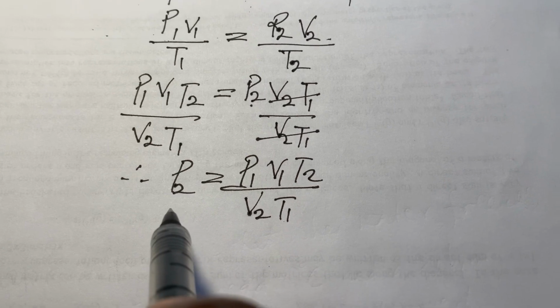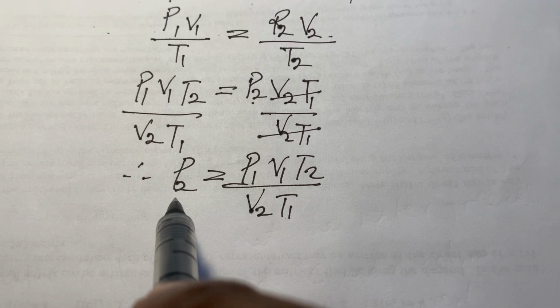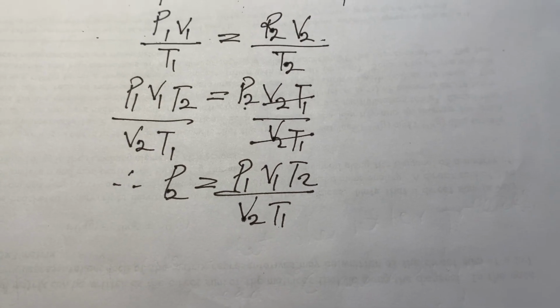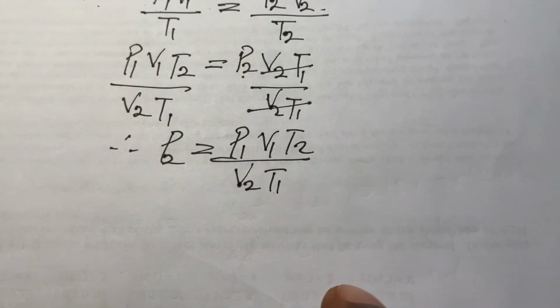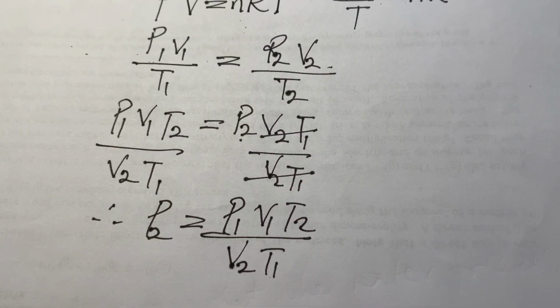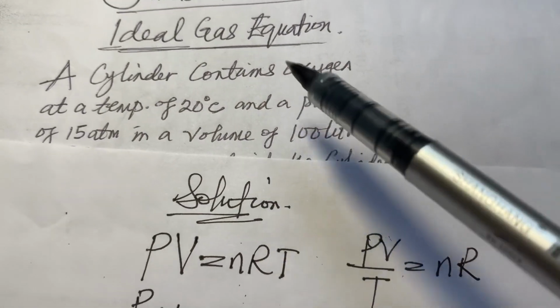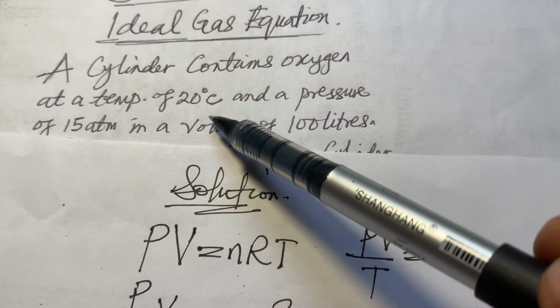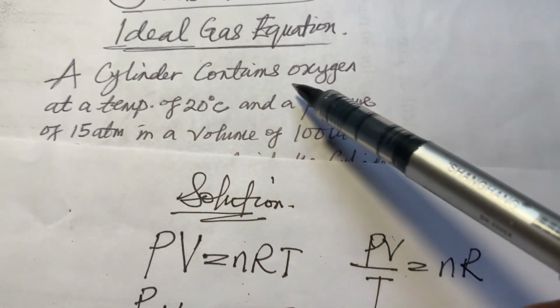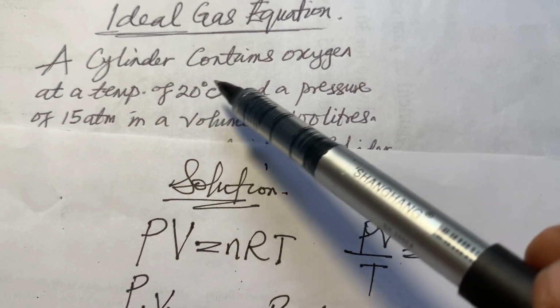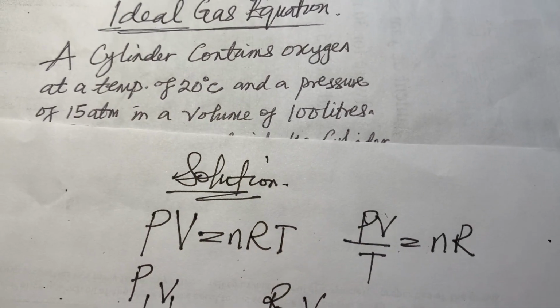We've made the second pressure the subject of the relation. So now what we need to do is to start fetching out the parameters given in the problem. If you read through the question, you will notice that the first parameter you're having here is the temperature. A cylinder contains oxygen at a temperature of 20 degrees Celsius.